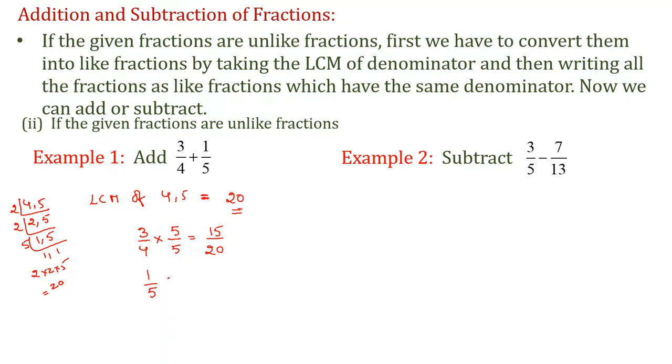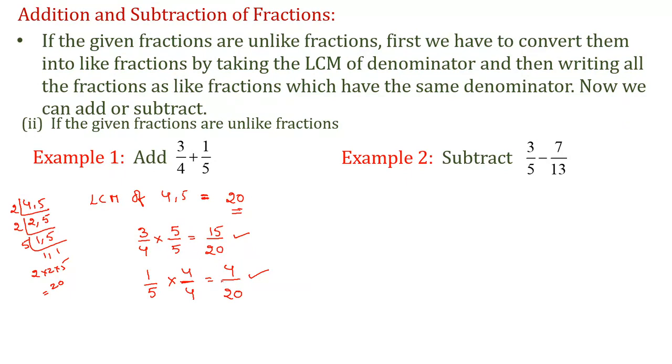1 by 5, and by multiplying which number will you get 20 in the denominator here? Multiplying with 4. So 5 4s are 20. So you have to multiply the numerator also with 4. 1 4 is 4. So observe here, both the fractions became like fractions because the denominators are equal here.